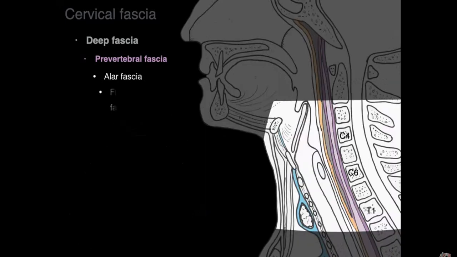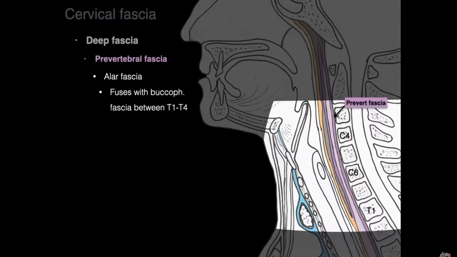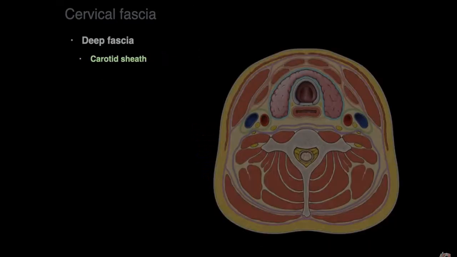Okay, and the alar fascia fuses with the buccal pharyngeal fascia somewhere around the T1 to T4 vertebral level. Prevertebral fascia, alar fascia, buccal pharyngeal fascia. Now follow the alar and buccal pharyngeal fasciae. They fuse around the T1 vertebra in my illustration here.